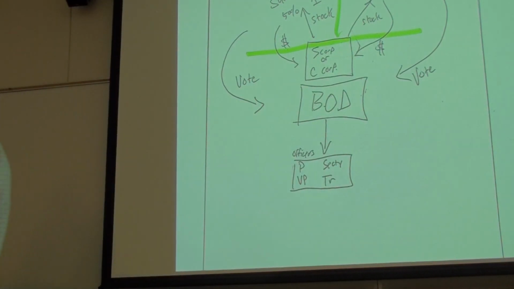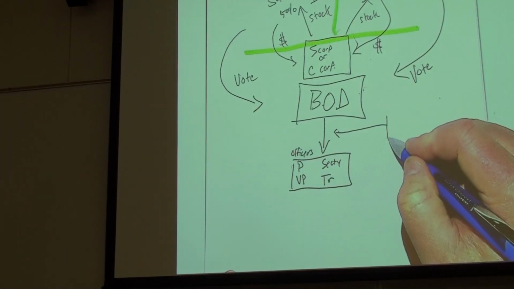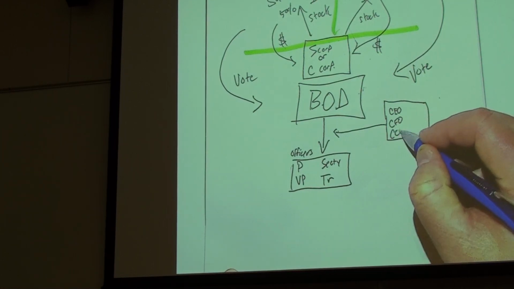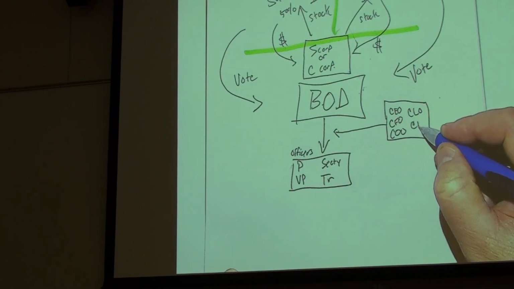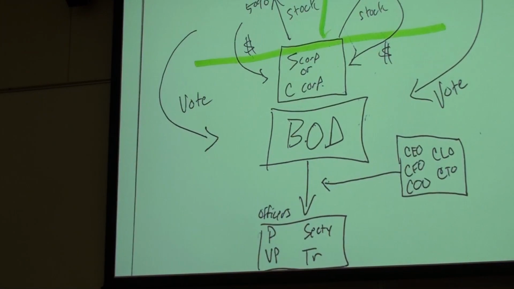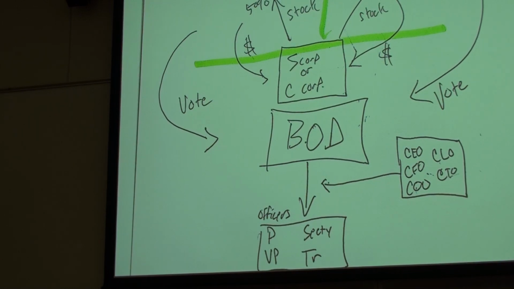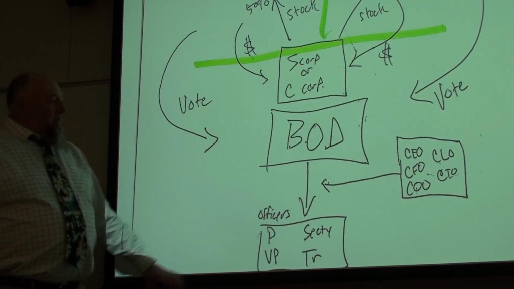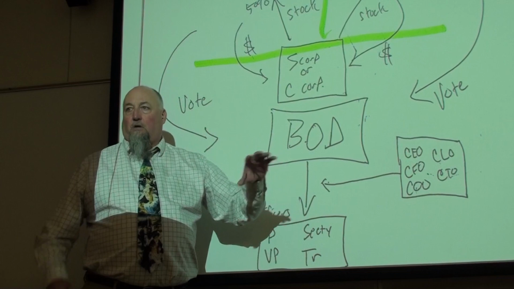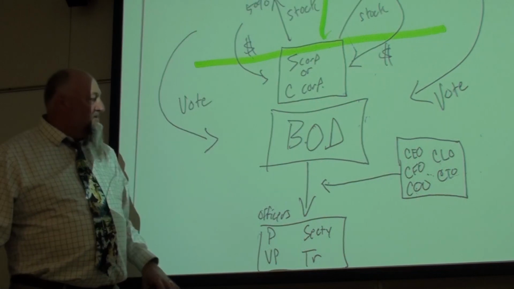Now sometimes you will also have perhaps a middle layer of officers, perhaps a CEO, a CFO, a COO, CLO, CTO. These are optional. So chief executive officer, chief financial officer, chief operations officer, chief legal officer, chief technology officer, whatever you want to come up with. This structure will all be set forth in the bylaws, which are like the constitution of the corporation. I'm not going to get into more detail on the bylaws, again, it's another class.